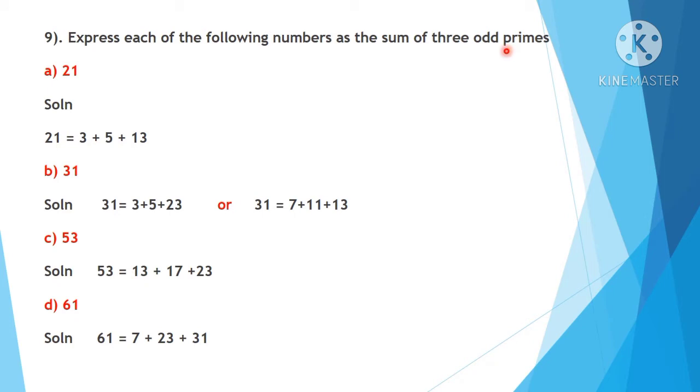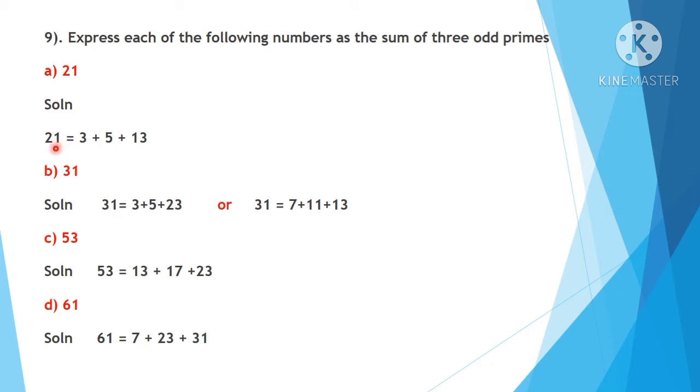Now 8 plus what number will give you the answer 21? An easy method you can use: 21 minus 8. You will get one number, right? 13. You are getting the answer 13. Then check whether 13 is a prime number or not. Yes, it's a prime number and also an odd number. So you can write 13.